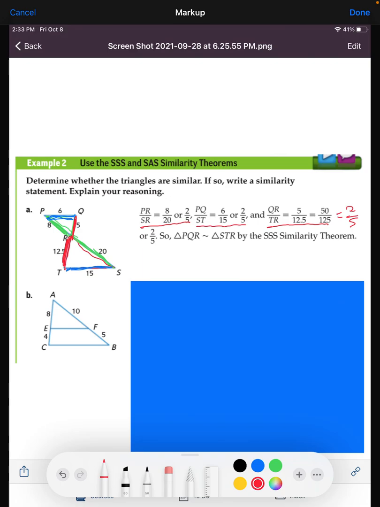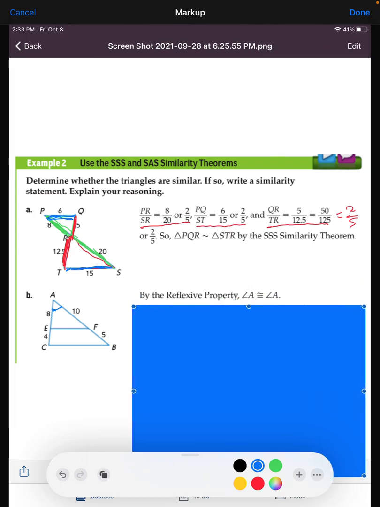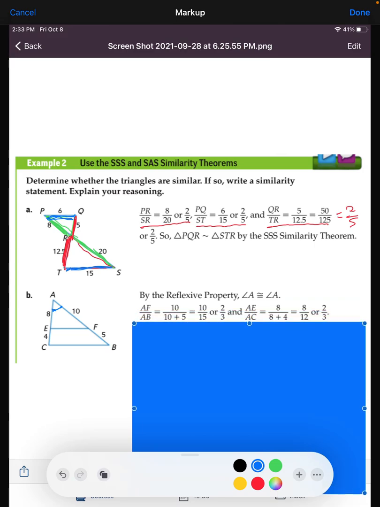And let's take a look at the next one. We have triangle AEF and ACB. We can see here that they share this angle here. So if they share that angle, let's see if the sides also are proportional. So angle A equals angle A by reflexive property, which just means something equals itself. And if we calculate AF over AB, we're going to see if that equals AE, this part, over AC.